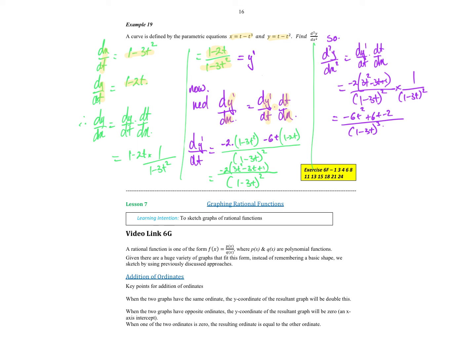Okay, so I'm going to use a quotient rule here: the derivative of the top times the bottom minus the derivative of the bottom times the top, all over the bottom squared. Join all those together, and it doesn't really simplify very nicely, but that's dy dash/dt. And so to work out the second derivative, d squared y/dx squared, I'm going to work out d squared y/dt squared times dt/dx.